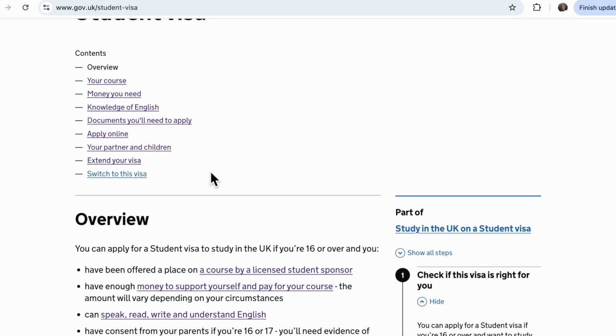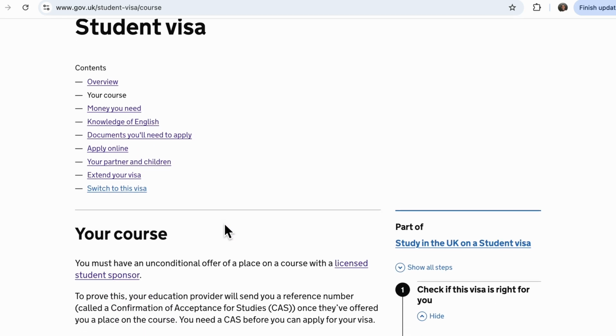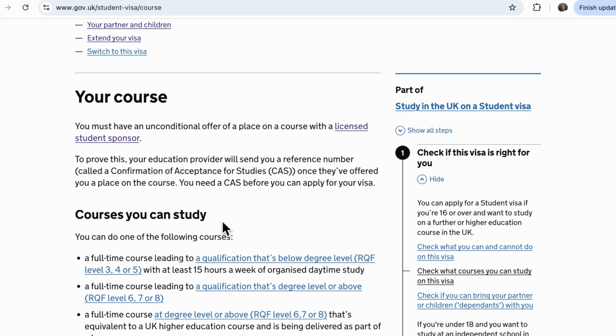So let's start with the overview. They're saying you can apply for a student visa to study in the UK if you are 16 or over, and they're talking about a few eligibility requirements. You have been offered a place on a course by a licensed student sponsor. Remember we talked about you need to have an admission into a university. So this is what they're talking about. You can go check here to see if your university is there. But also they're talking about the courses that you can study.